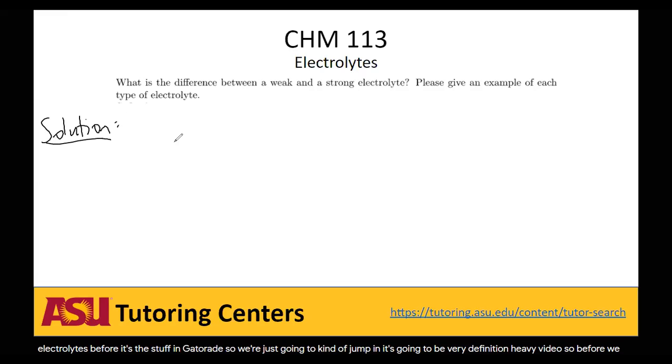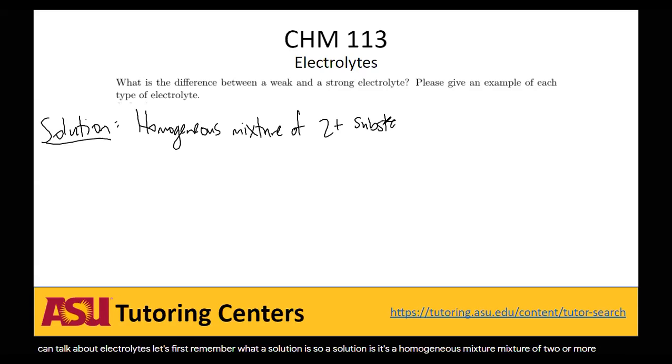A solution is a homogeneous mixture of two or more substances. Homogeneous mixture means that it's uniform throughout. If you were to take a piece of the solution and another piece of the solution, those two pieces would look exactly the same. Think of salt water, for instance. The salt is just spread all throughout the water, right?